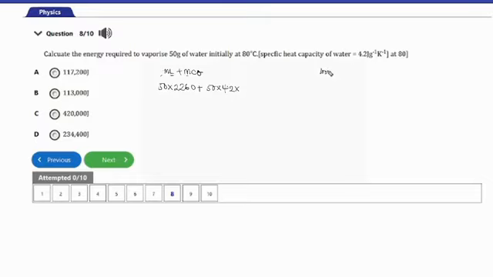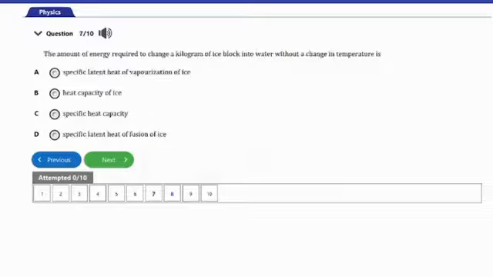So let's notice that at vaporization, we have 100 degrees Celsius. So 100 minus 80, that would be 20 degrees Celsius. So this will be multiplied by 20 degrees Celsius. So when we find the product of this and this and add together, we should have 117,200 joules. So that's it for this question. So let's go ahead and consider the next question, guys.